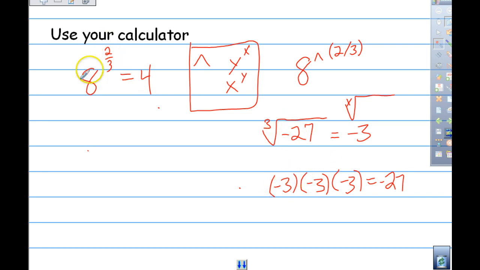But what about this fraction stuff? Okay. So here's a truth that you might have seen before, and that is that the square root of x equals x to the 1/2 power.